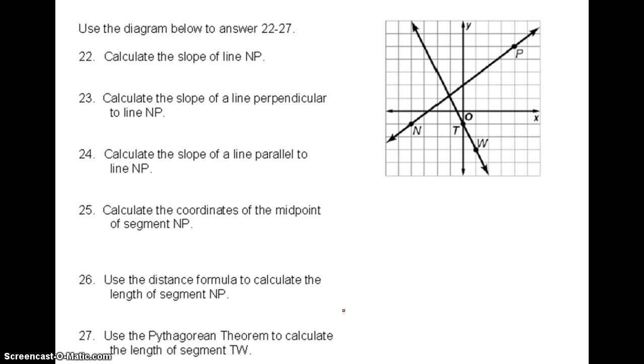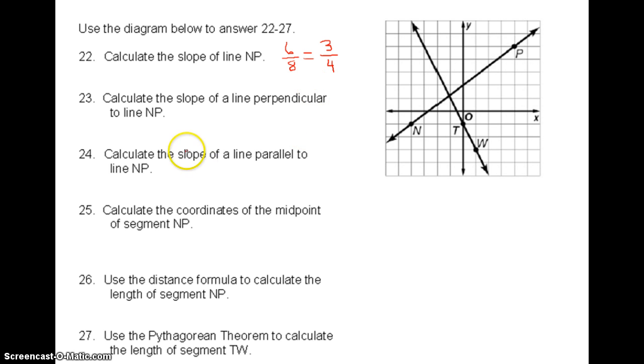Use the diagram below to answer 22 through 27. Calculate the slope of line NP. NP is right here. So what I'm going to do is go from this point to this point, because I know those are on intersections. So the rise is 1, 2, 3, 4, 5, 6 over 2, 3, 4, 5, 6, 7, 8. So the slope is 6 over 8. We always have to write slope in simplest terms, so let's make that 3 over 4.